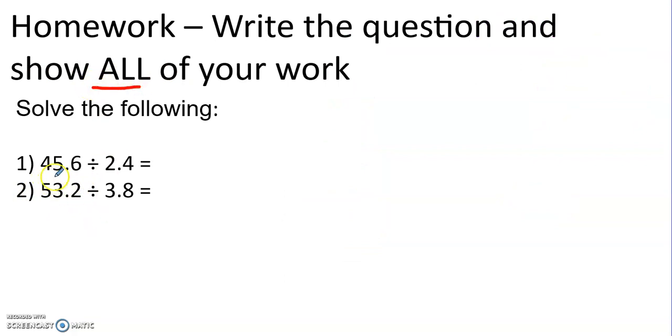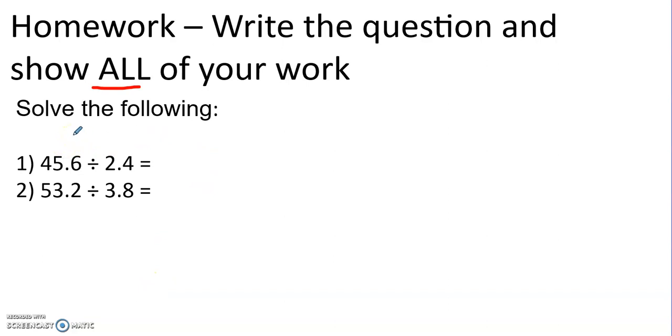Okay? So you have 45 and 6/10 divided by 2 and 4/10. And the other one is 53 and 2/10 divided by 3 and 8/10. It happens that both of our divisors here have only 1 decimal place, so you're only going to move everything 1 time. I want you to show all of your work.